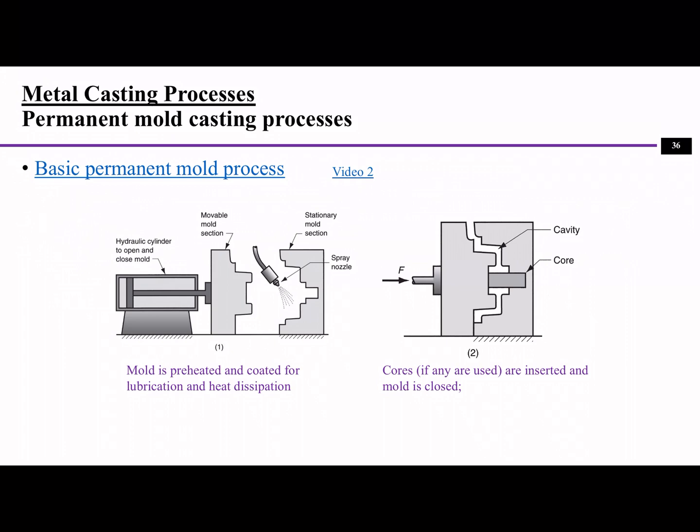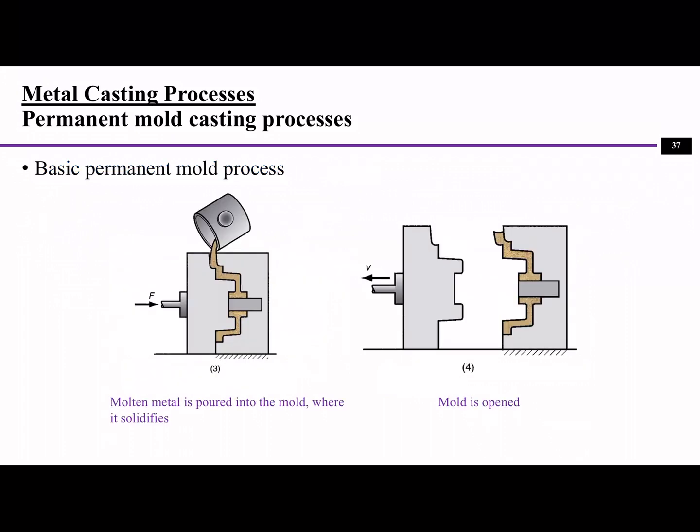So then you can pour the molten metal in it, and it will create the shape after it solidifies. After that, the mold is opened, and you can get the part back. Of course, make sure when you are making this cavity, you also need to add a core if you are creating some kind of shapes.